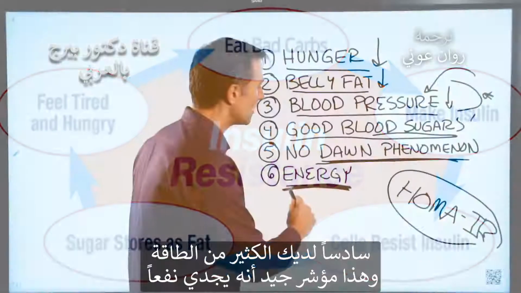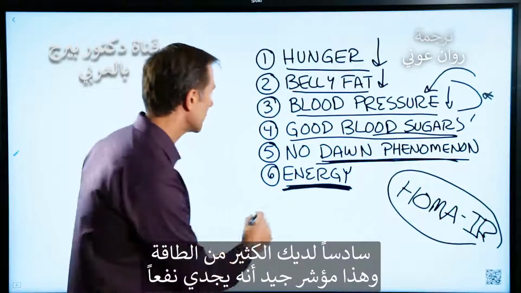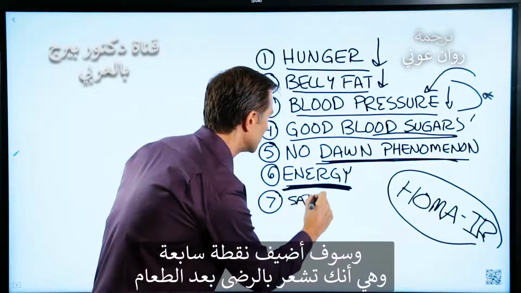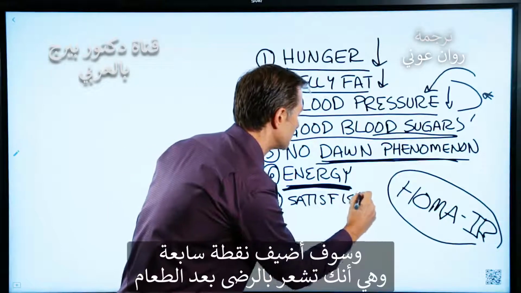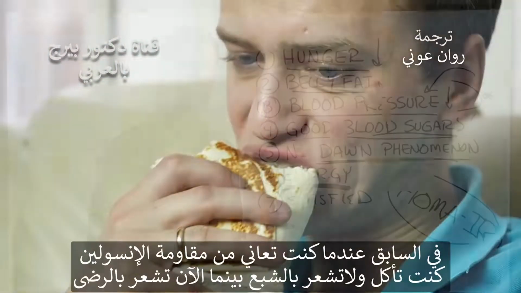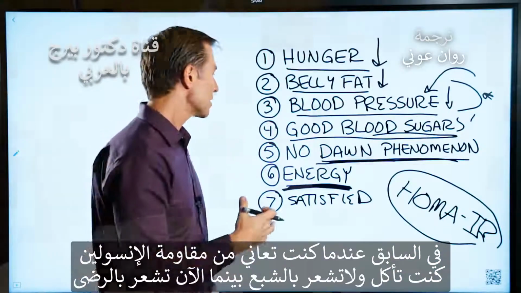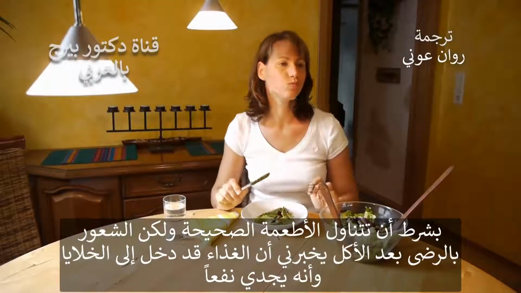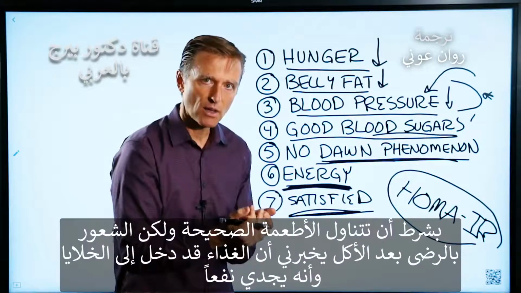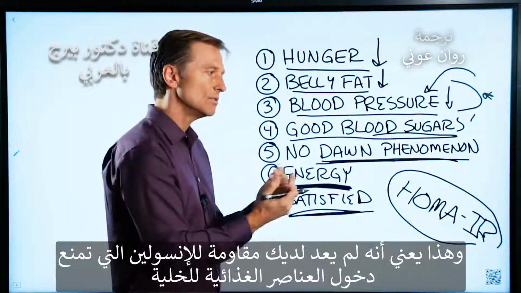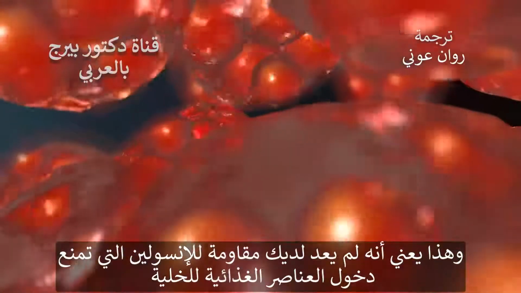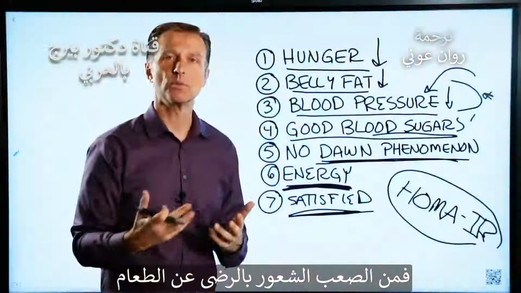And number 6, you have a lot more energy. That's a real good indicator that it's working. I'm going to add number 7, which is you're satisfied when you eat. So maybe before, when you had insulin resistance, you eat and you just don't feel fulfilled. Now you do. Of course, you're going to have to eat the right foods, but the feeling of being satisfied after you eat tells me that the nutrition is going into the cell. It's working. That means that you no longer have that resistance, because with insulin resistance, that blocks the nutrients going in the cell. It's hard to feel satisfied with food.